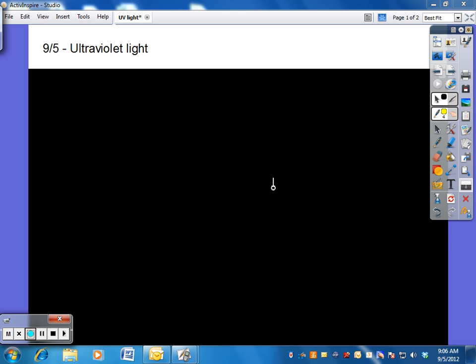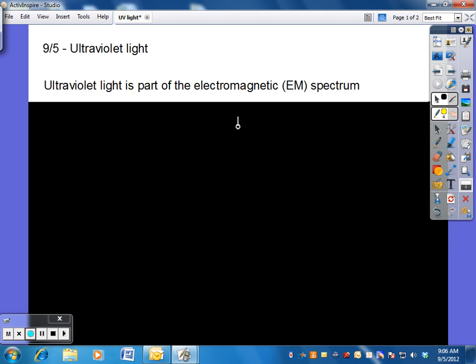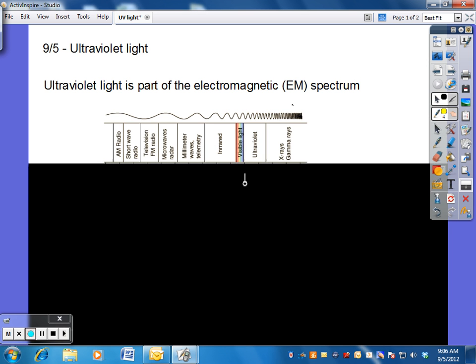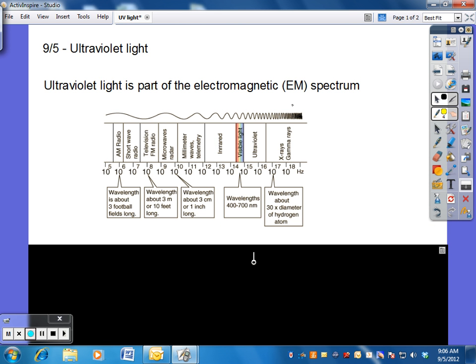These are notes on ultraviolet light. Ultraviolet light is part of the electromagnetic spectrum. You may have heard about that in 8th grade. This is a visual of the electromagnetic spectrum. It's all different wavelengths of what's called electromagnetic radiation, although people often refer to it as different wavelengths of light.